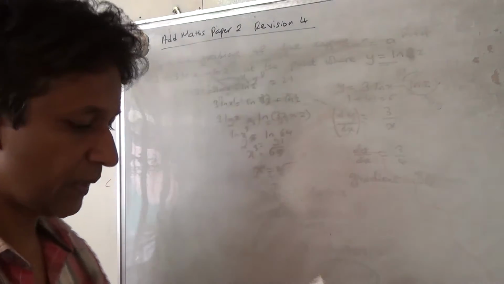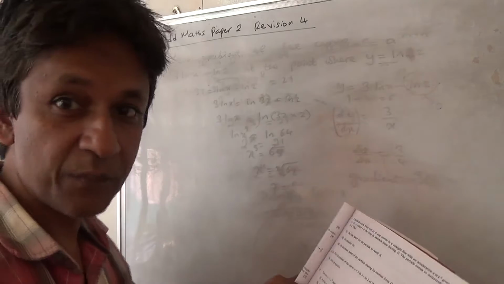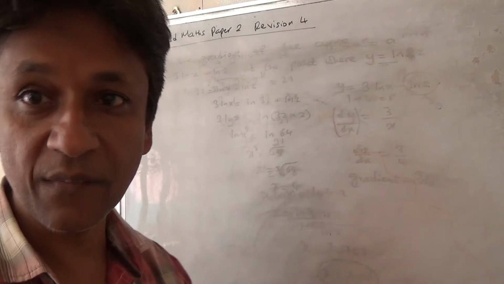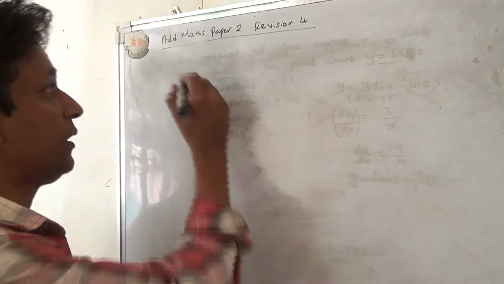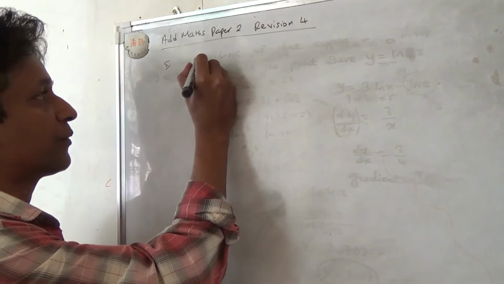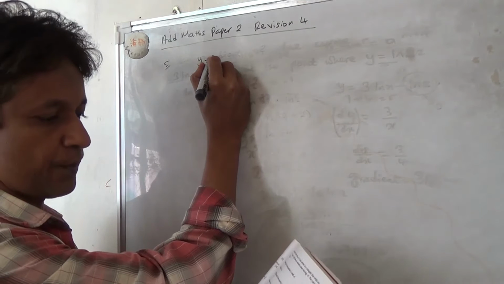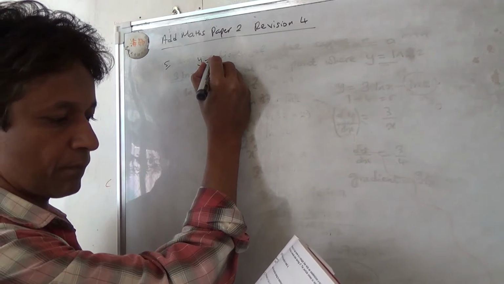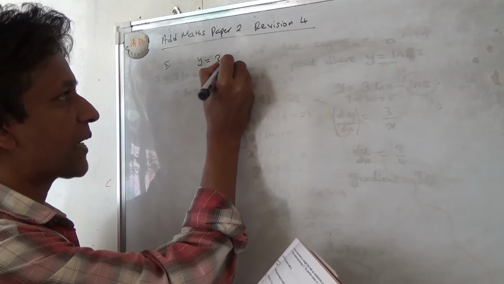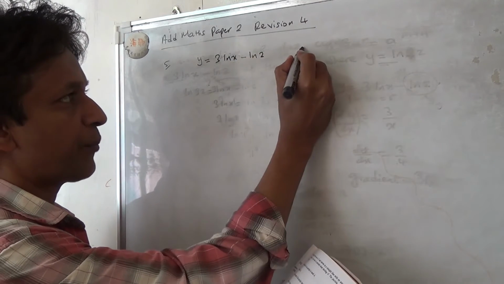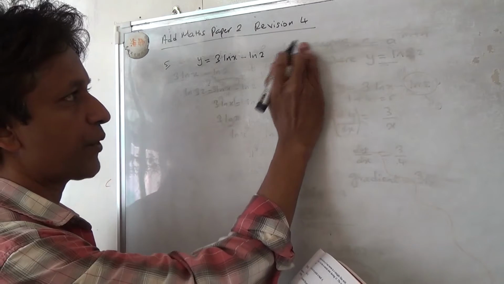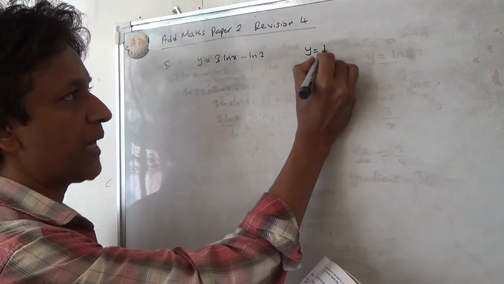Hi guys. Okay, we need to find, this is our maths O level. We need to find the gradient of the curve. There's a question here, question number 5. The gradient of the curve y is equal to 3 ln x minus ln 2 at the point where y is equal to ln 32.